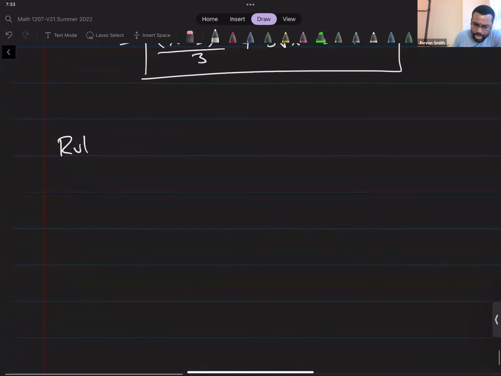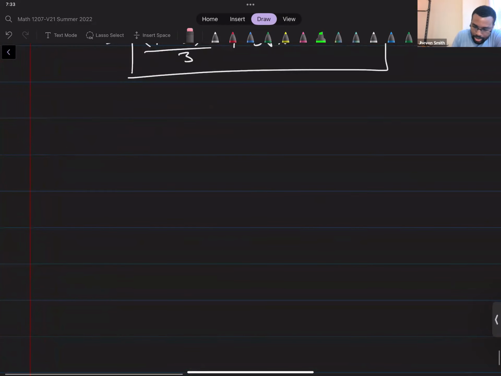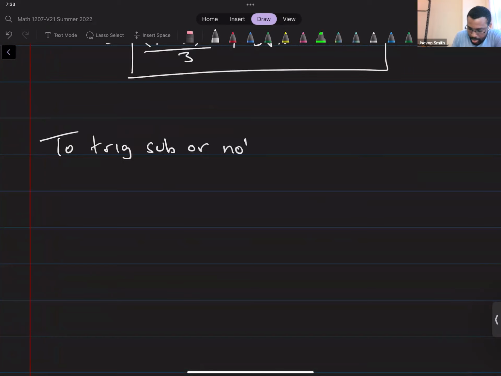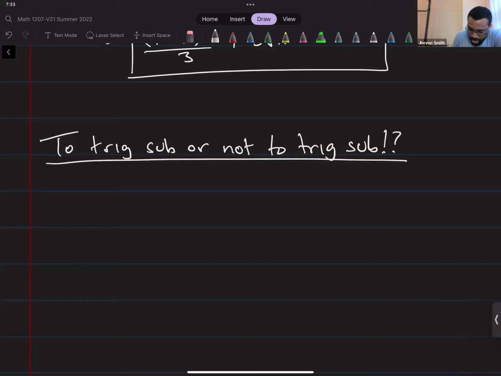So let's actually write that down. To trig sub or not to trig sub? That is the question. Okay, so the rule of thumb is the following.